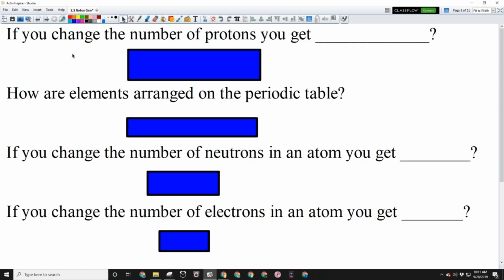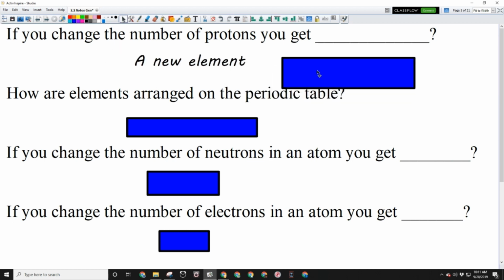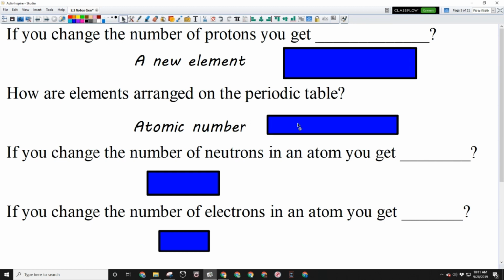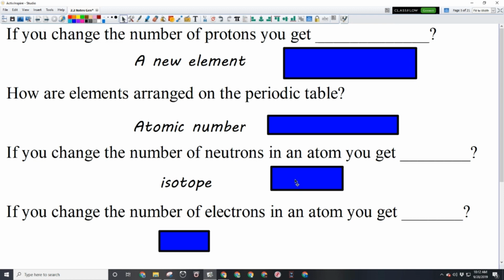All right. So let's check for understanding here. So if you change the number of protons, what do you get? A new element. All right, so if we change the number of protons, you're going to get a totally new element. How are elements arranged on the periodic table? By the atomic number. Okay, so it's the number of protons. If you change the number of neutrons in an atom, what do you get? Changing the number of neutrons in an atom. That's going to give you an isotope.